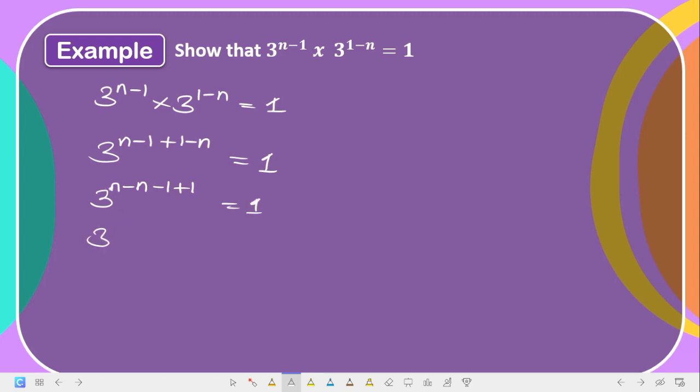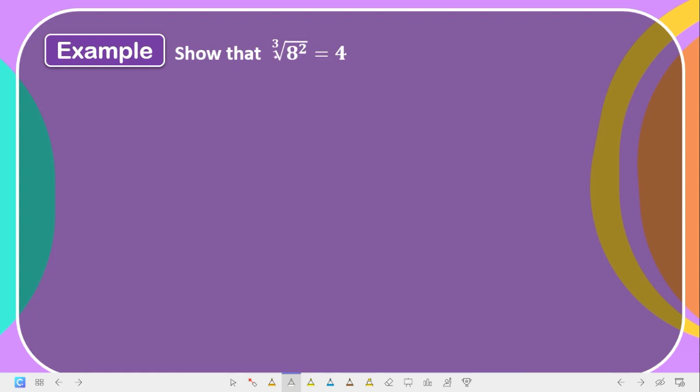And this becomes 3. n minus n is what? 0. Minus 1 plus 1 is what? 0. This equals to 1. Now, this becomes 3 raised to the power of 0 plus 0, which is 1. Any 3 raised to the power of 0 is what? 1. So 1 is equals to 1. So you have successfully shown that 3 raised to the power of n minus 1 times 3 raised to the power of 1 minus n is equal to what? 1. Are you getting that? I believe that is clear enough. Now, let's look at the next.